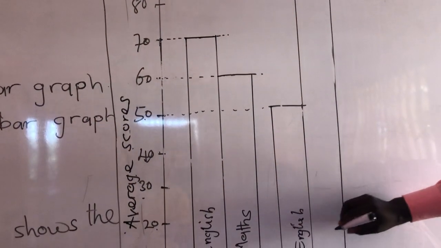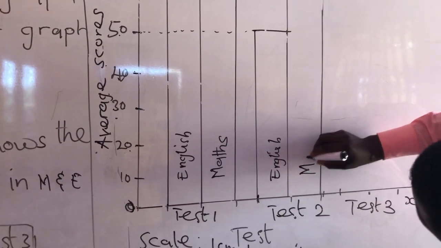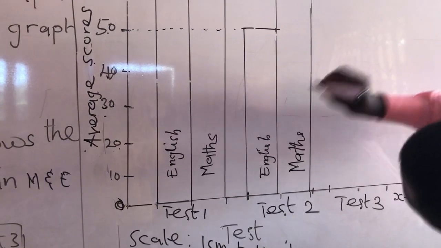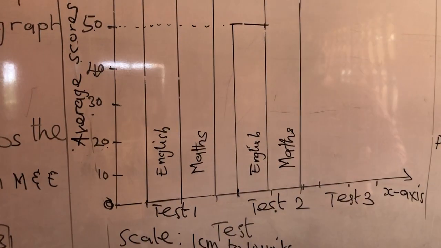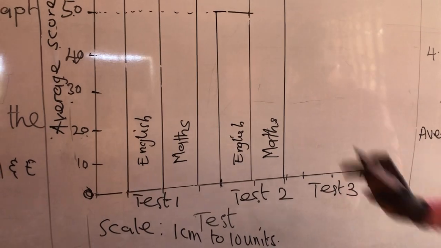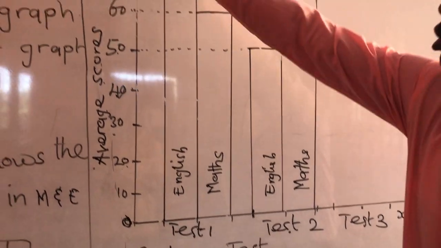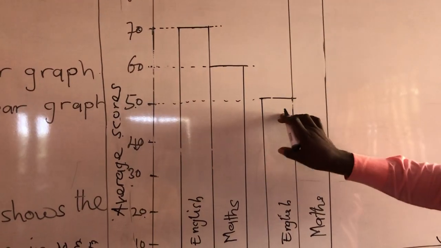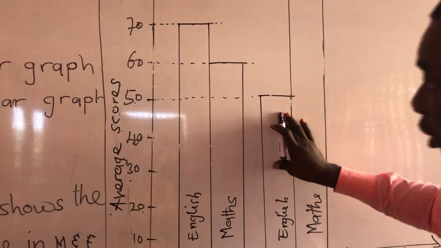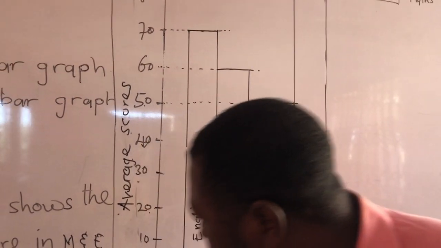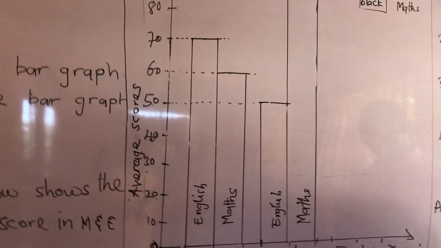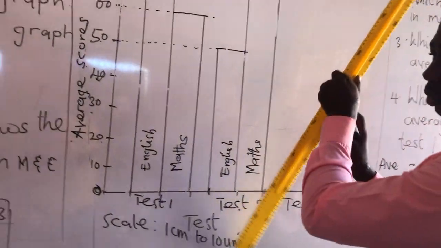So this was maths. Now, test 3. So this is 90. Look, you see that it's 90. And this is 60 for test 1. This is 50 for test 2. Let's move to test 3.